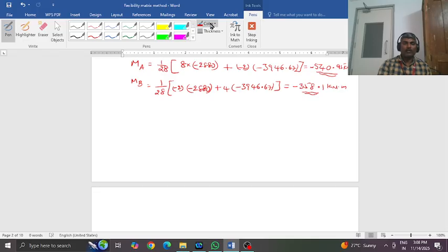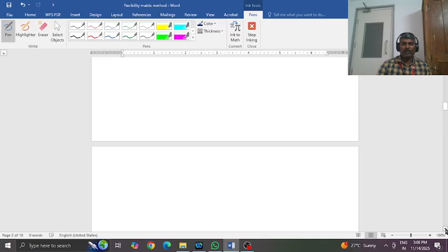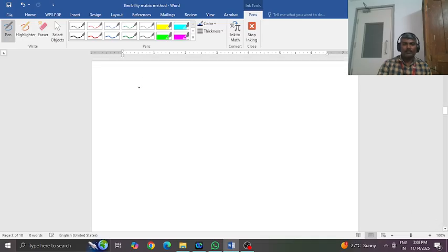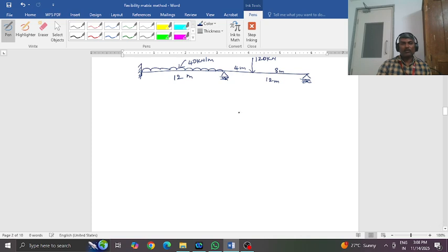Now let us plot the BMD. For the given beam, I'll try to plot it below. So this is the given problem, having two equal spans but with different loads. This one has a UDL of 40 kilonewton per meter. This one has an eccentric point load of 120 kilonewton. This is 8 meters and 4 meters. So let us try to plot the BMD.